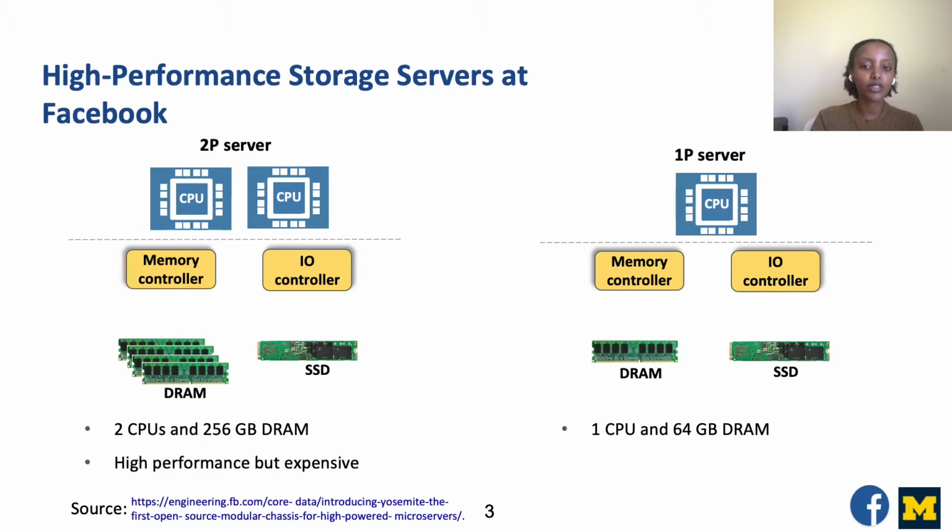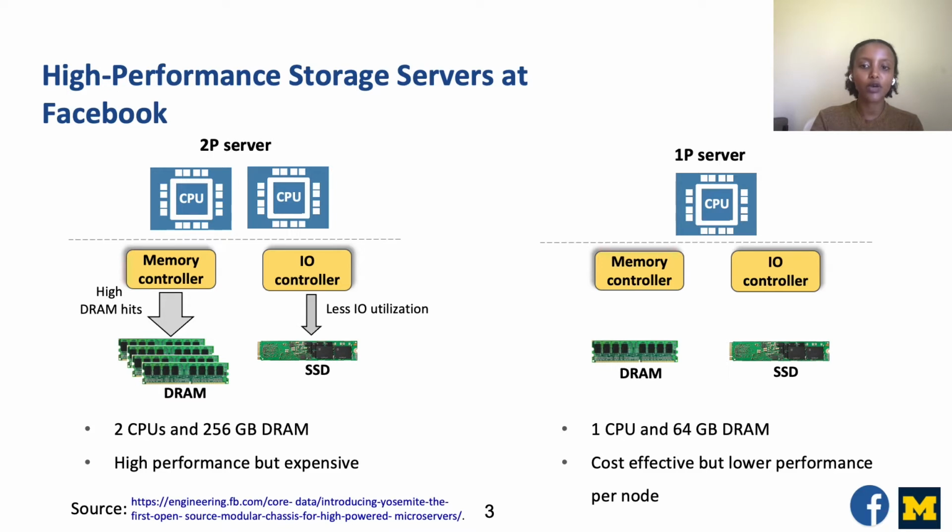For 2P servers, we get high performance per node, but it's expensive. For 1P servers, it's cost effective, but it has lower performance per node. Lots of workloads benefit from 1P servers without their performance getting affected. But key value store workloads use DRAM as cache. So in 2P servers, we'll get high DRAM hit and less I/O utilization, hence data access latency will be fast. But when we go to 1P servers, we will have lots of DRAM misses because of the small DRAM size, and hence increased access latency.